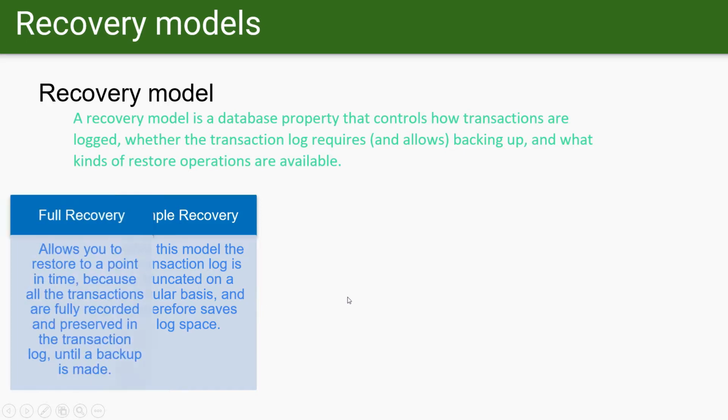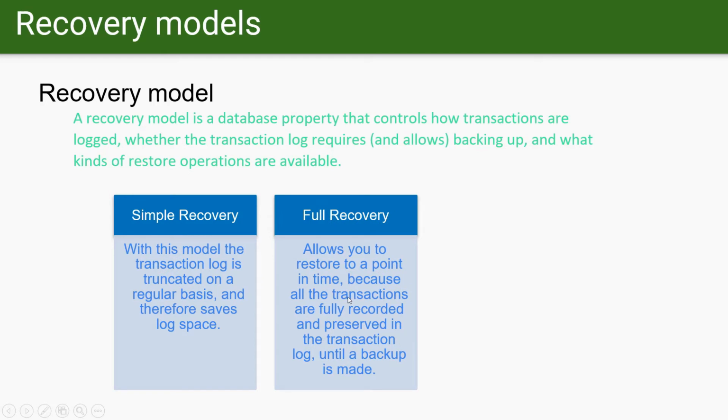Secondly, we have the full recovery model. This model allows you to restore to a point in time, because all the transactions are fully recorded and preserved in the transaction log, until a backup is made. This is the default recovery model when we create a new database in SQL Server. If a system failure were to occur, we'd be able to restore the data to the point in time right before the failure occurred, therefore, undoing the effects of the error. So basically with the full recovery model, no work is lost due to a lost or damaged data file.